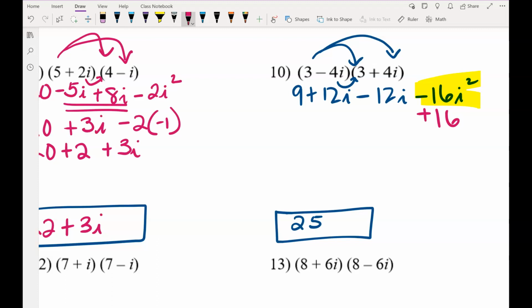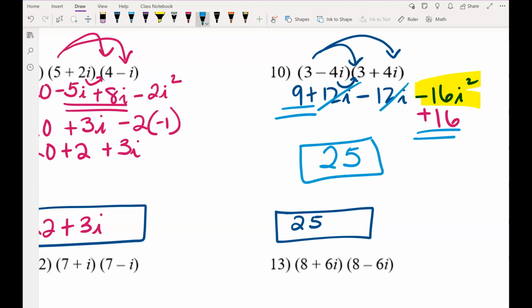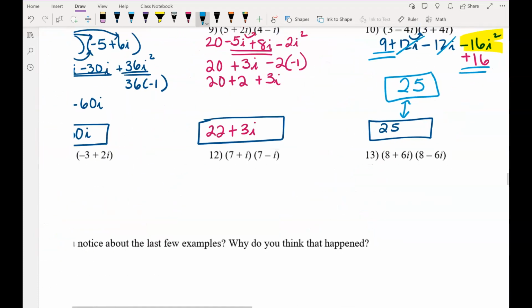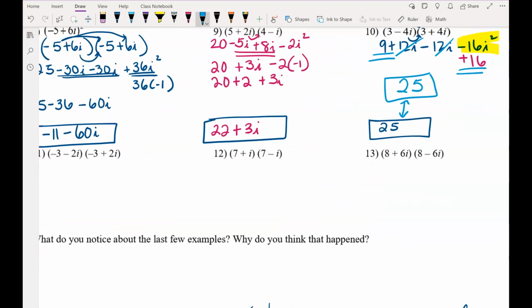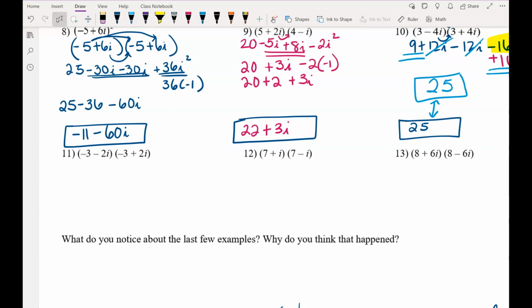All right. Then, combine like terms. 9 and 16 will give us 25. But what's happening to the i's? They disappear. Final answer. Good. Okay. Same answer. All right. Go and do 11, 12, and 13. Work it out. Box up your final answers.